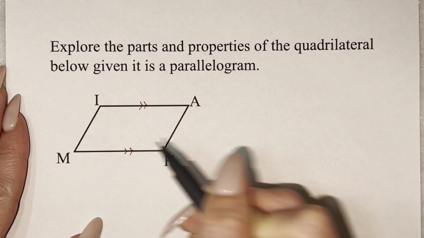And the name for those lines, so I'm going to add some words here. We would say that IH and MA are diagonals. That's the name we give to these segments. We say that they're called diagonals. And there's a special rule with parallelograms. The diagonals of a parallelogram bisect each other. That means that they cut each other in half.